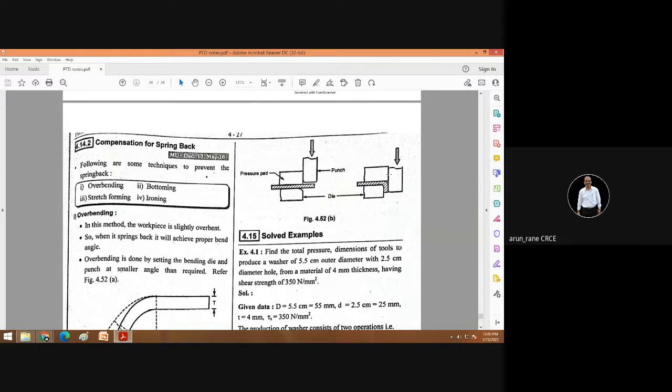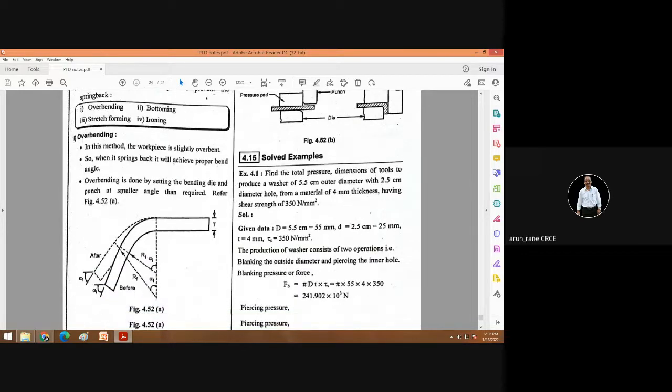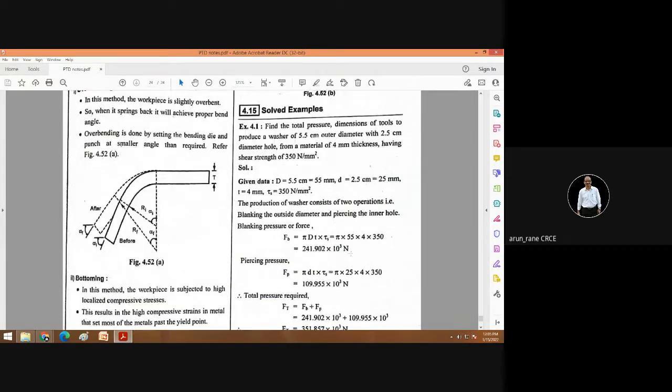Just as we iron, the wrinkles are removed and again the wrinkles are not generated. So these are the four methods to overcome the spring back. Now here are some examples.